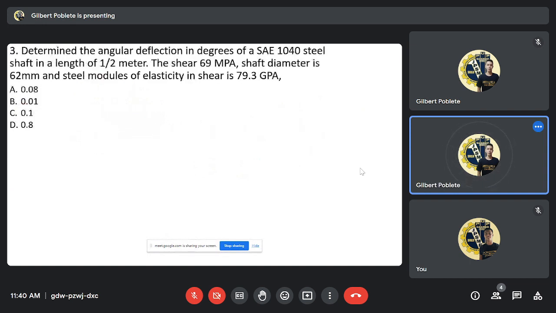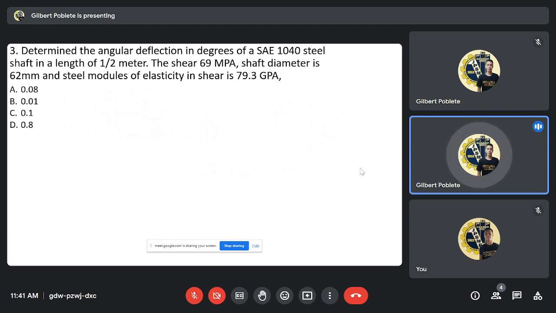Dito, sabi dito, determine the angular deflection in degrees of SAE 1040 steel shaft in a length of 1/2 meter. The shear is 69 MPa. The shaft diameter is 62 millimeter, and the steel modulus of elasticity in shear is 79.3 GPa.